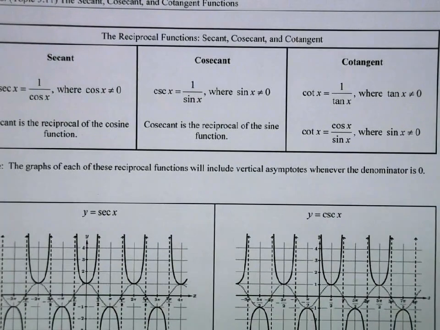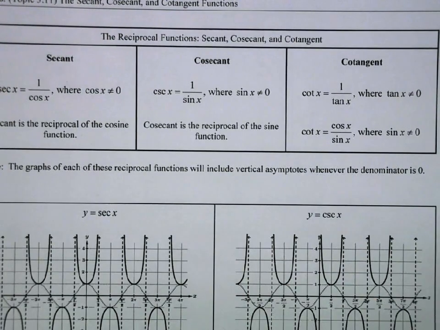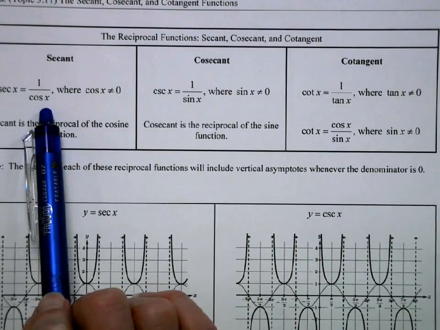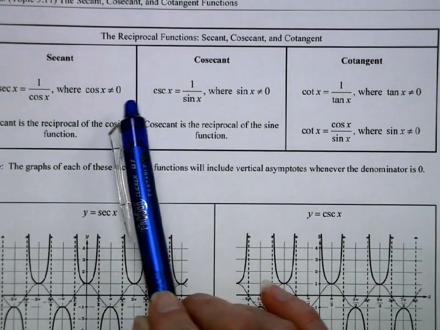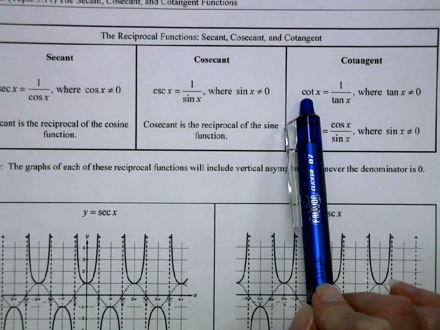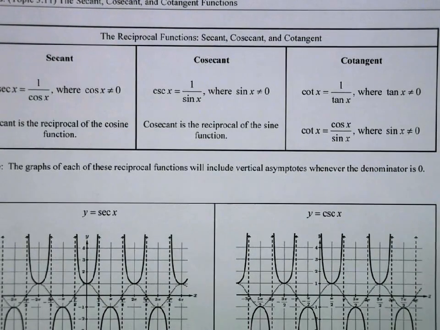One thing that's going to make these reciprocals unique is that anytime the denominator is 0, our function is going to be undefined there. Graphically, that means we're going to have vertical asymptotes. So secant is going to have vertical asymptotes when cosine is 0. Cosecant is going to have vertical asymptotes when sine is 0. And cotangent is going to have vertical asymptotes when tangent is 0.